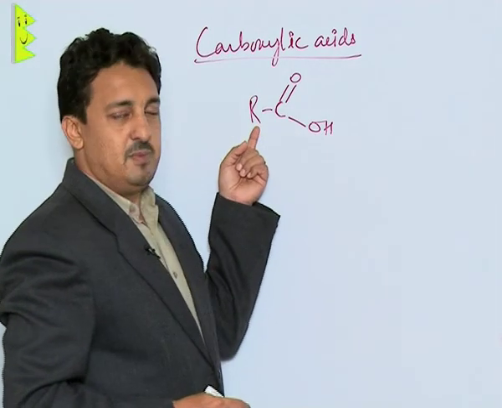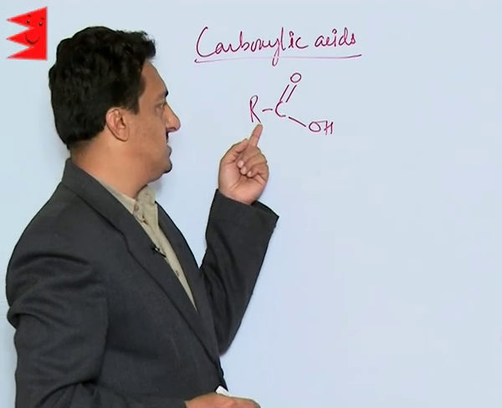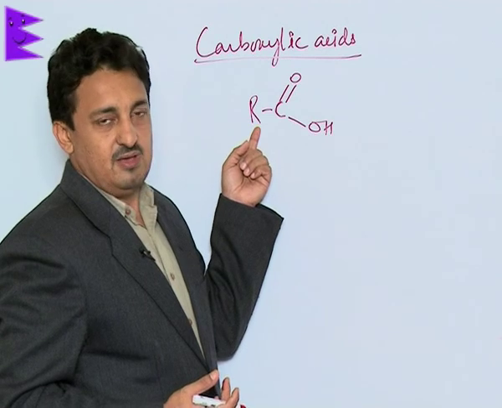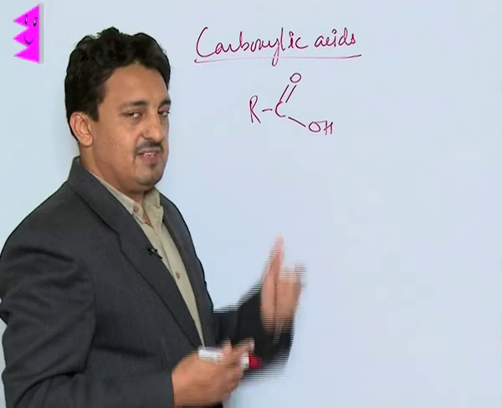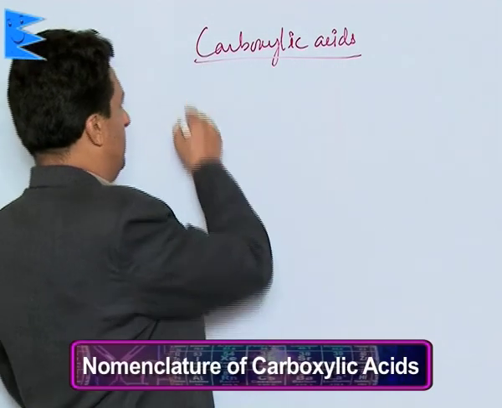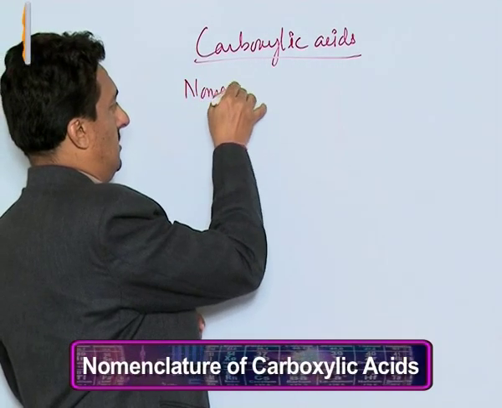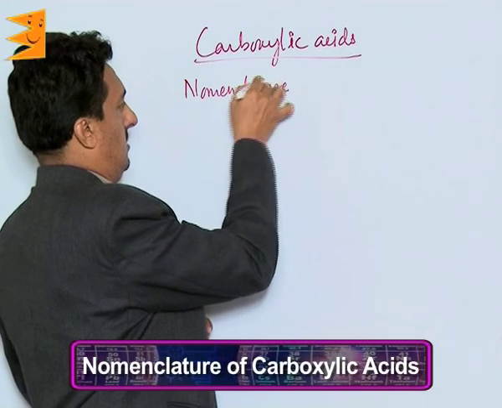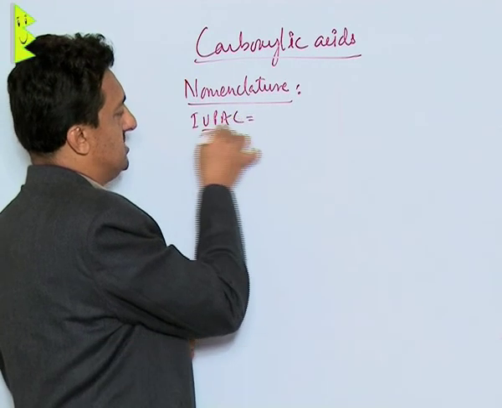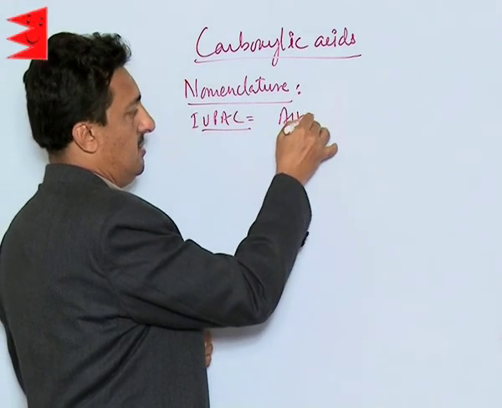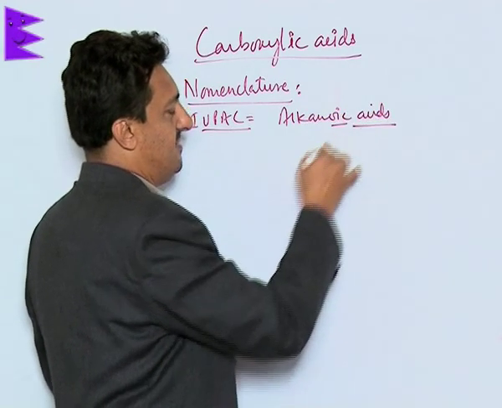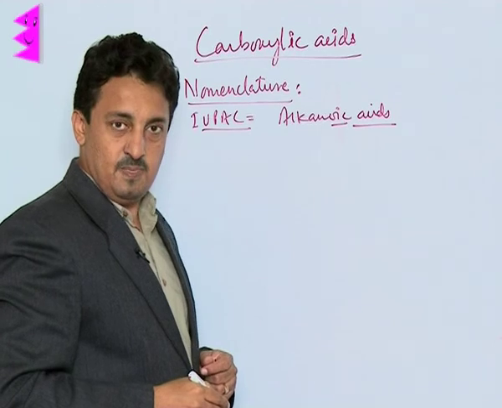If this is R, these will be called aliphatic carboxylic acids, and if this R is a benzene ring in place of this, they will be called aromatic carboxylic acids. Let us first see their nomenclature. In the IUPAC nomenclature system, they are called alkanoic acids. So, oic acid is the suffix which is added to their name.